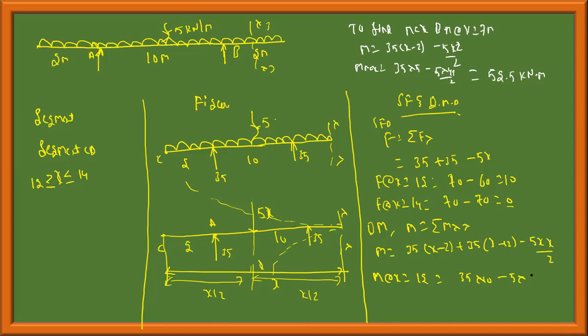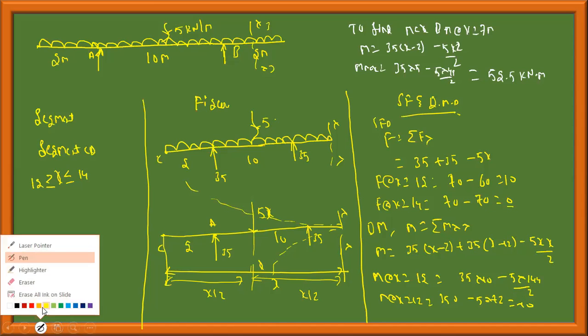M at x is equal to 12 is equal to 35 into 10 minus 5 into 12 squared, 144, by 2. M at x equal to 12 is equal to 350 minus 360, which is equal to minus 10. Okay, I'll be writing it here.